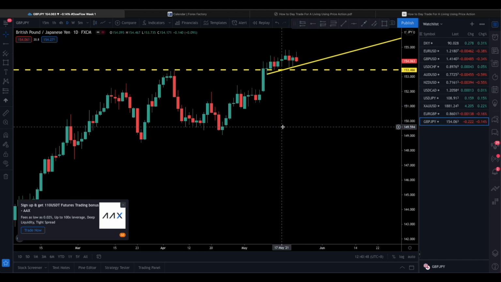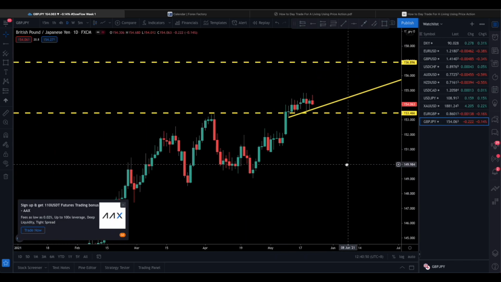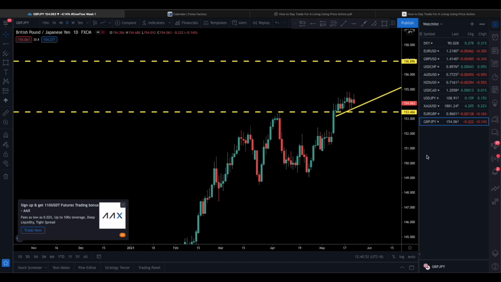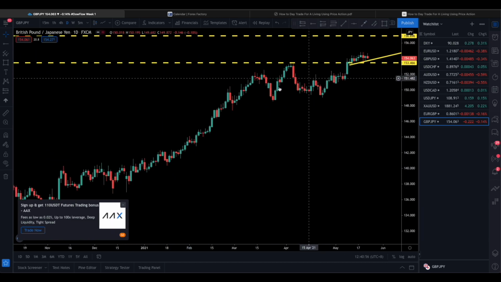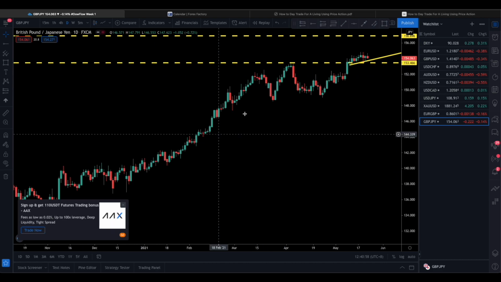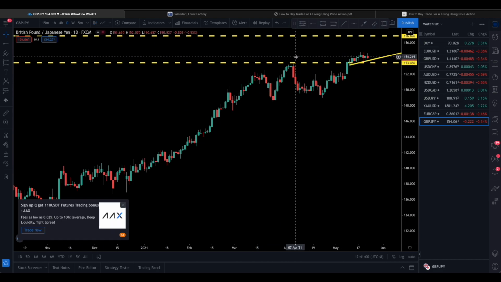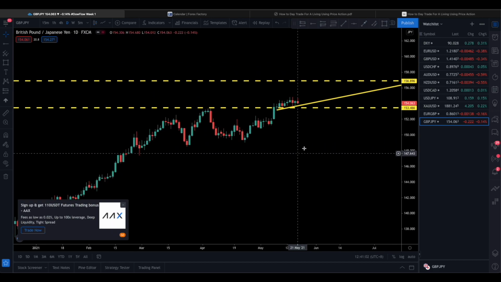Okay, the last currency pair, pound yen. Pound yen market condition is bullish. If you were to zoom out, you can see that the market structure is bullish. You have a higher high, higher low, higher high, higher low, higher high, higher low. So it's definitely bullish.